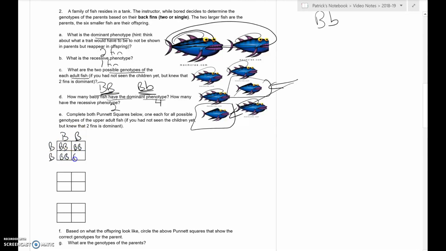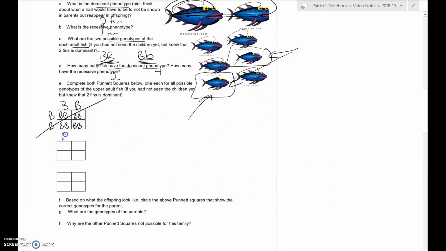We do that cross out. Pretty soon we figure out that could not be the case because we did end up with some children here that were not big B, big B. Another possibility would be one of them was big B, little b, and the other big B, big B. We do that again. Even though we get some heterozygous individuals, all of these would have 2 fins, so that is not possible since they had offspring with 1 fin.